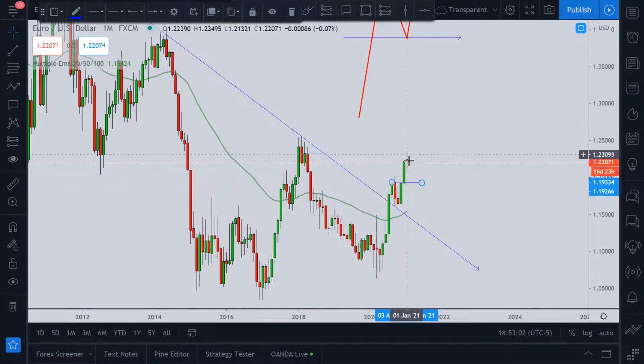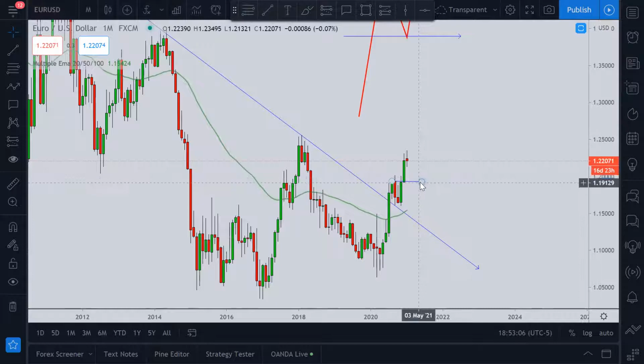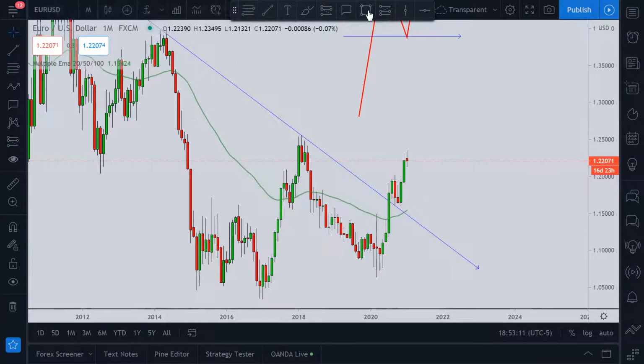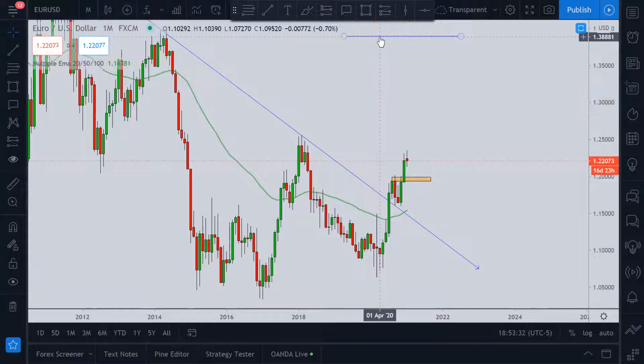Do I expect, if price comes back to this level, that I would be expecting a test of this area right here, being tested as support as it starts a new ICI, making new higher highs and higher lows all the way up. Now, let me clean this up.